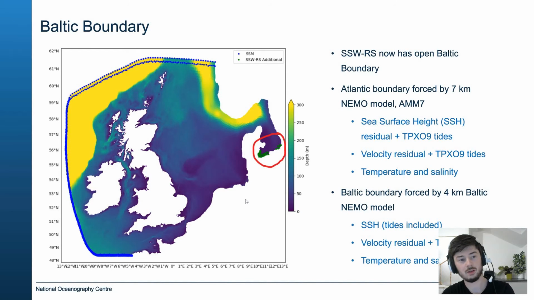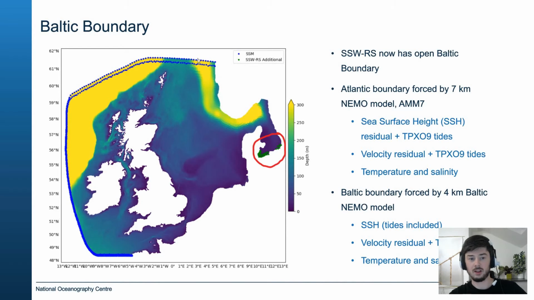The Baltic boundary, and I guess there's also a change to the Atlantic boundary. So the Atlantic was in the Scottish Shelf model, the original version, and here we've also opened up the Baltic boundary here with these green nodes.